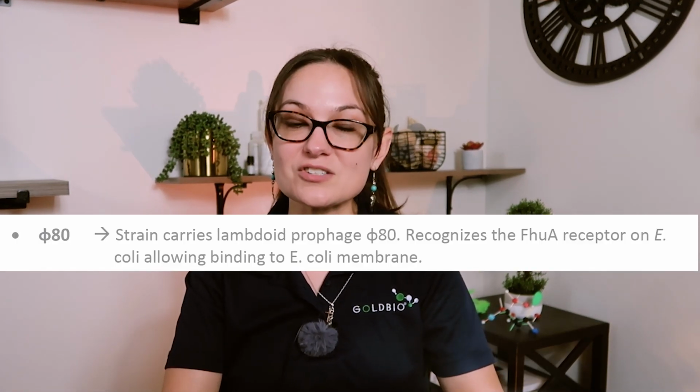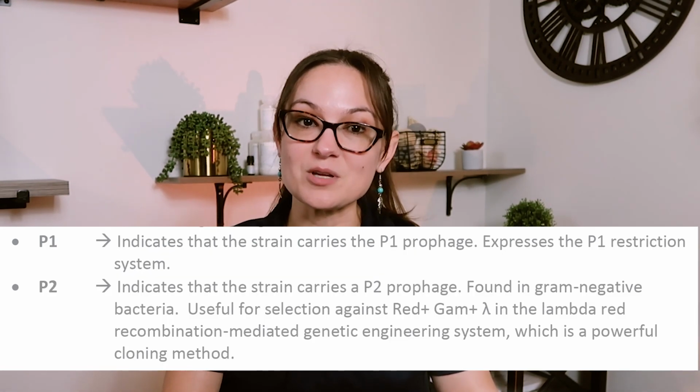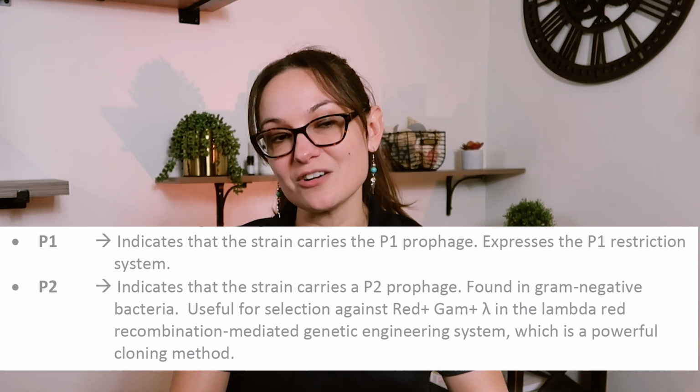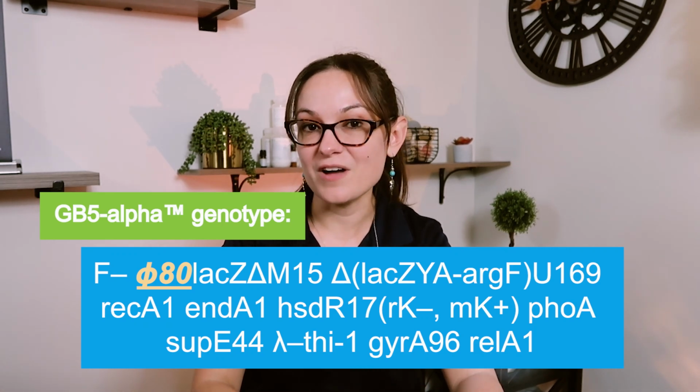Prophage information is the next example of what different E. coli strains' genotypes can tell us. A prophage or phage can infect bacterial cells, resulting in the phage genome integrating into the bacterial chromosome or becoming an extrachromosomal plasmid. Phi80, P1, and P2 are examples of an E. coli strain's genome that would indicate a prophage. Seeing Phi80 in the genome means the strain carries the lambdoid prophage Phi80. P1 indicates the strain carries the P1 prophage, and P2 indicates the strain carries the P2 prophage. And just for an example, a strain with a prophage is GB5 alpha. Here in its genotype, you'll see the Phi80 right up front.